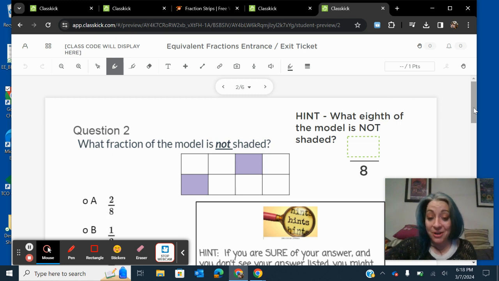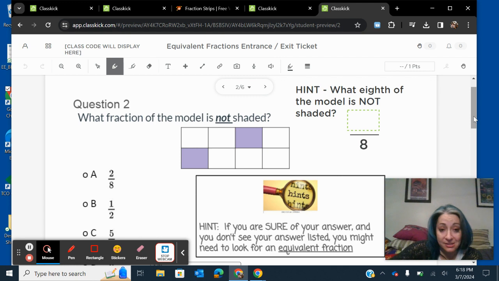There are times that you might totally know the answer, but the answer choice isn't listed, even though you're like, no, I know for sure that is the right answer. I think of it almost as like an escape room, where you have to look at it a different way and find exactly the way that you're going to escape and find the correct answer. So we're looking at this one. It says, which model of the fraction is not shaded?